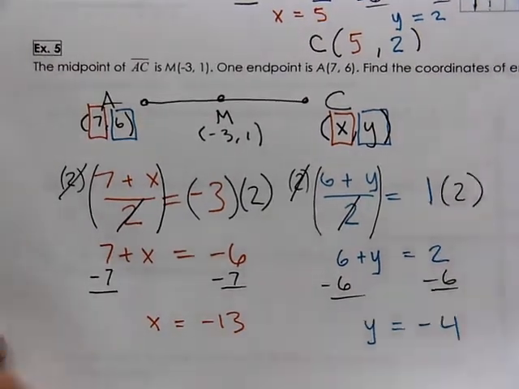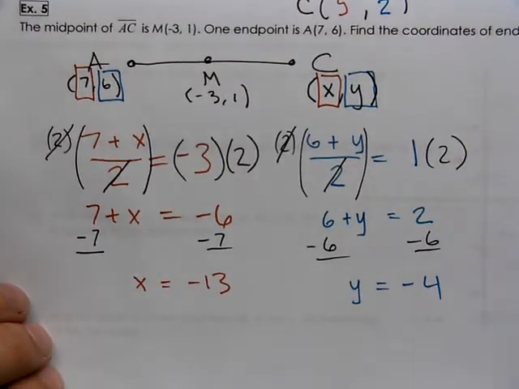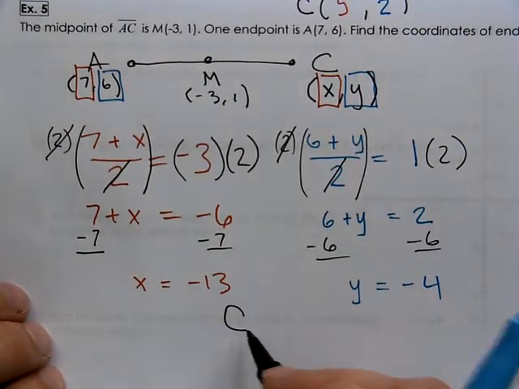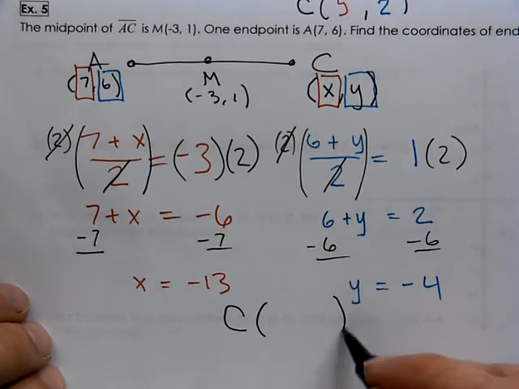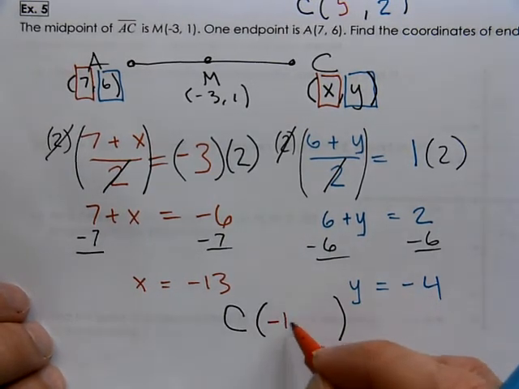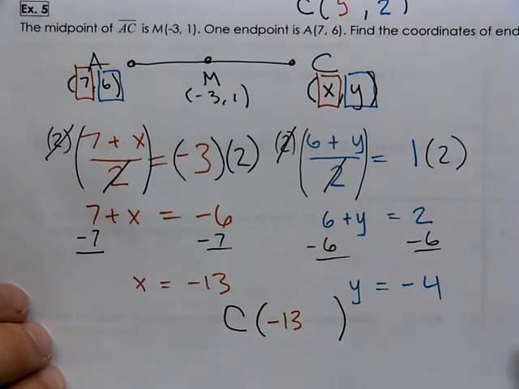Now again, don't stop here. We want to then label the name of the point, point C, and then bring the x-coordinate and y-coordinate together into an ordered pair. So this is the ordered pair that we have. You separate those numbers with a comma. That's the ordered pair. That's the answer. That's how you format your answer.